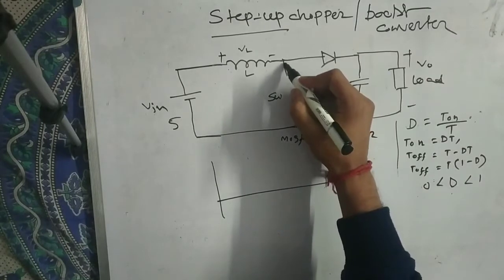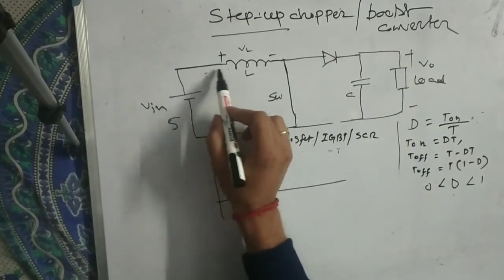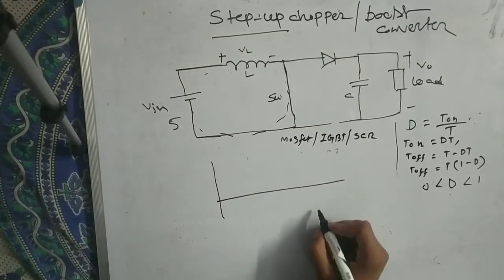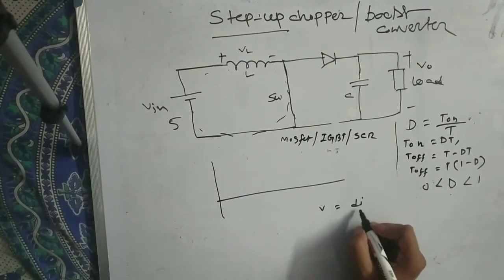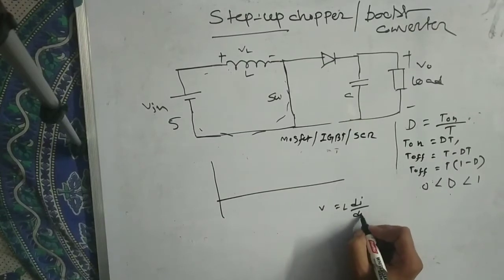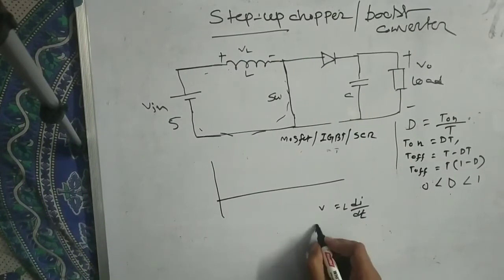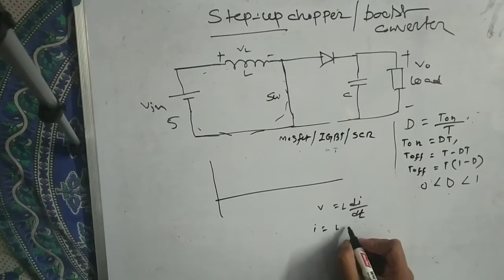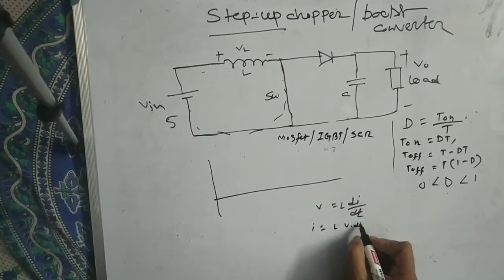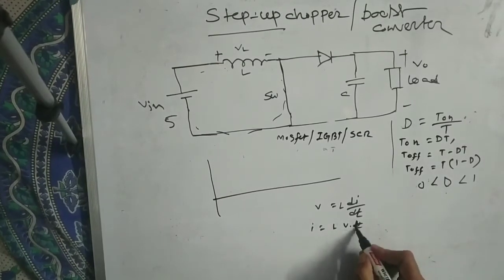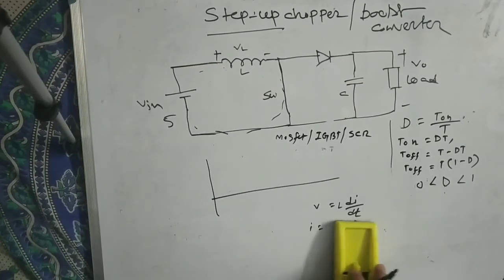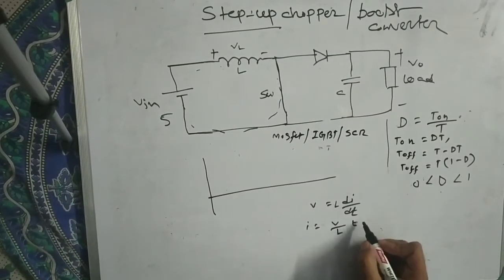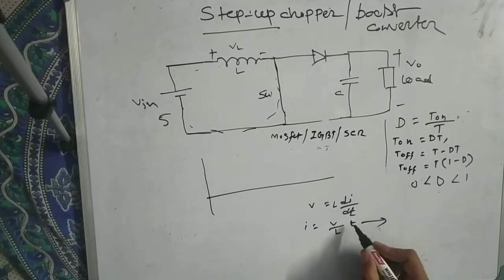When the switch is on, this is the hot path, so current will flow through this and come back to here. So for the inductor, V equals L di/dt. If we integrate both sides, I equals V by L into T. So it is a time function.